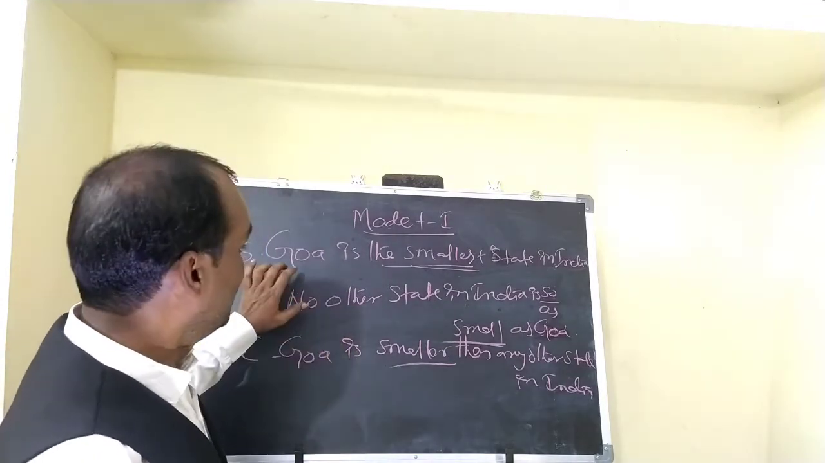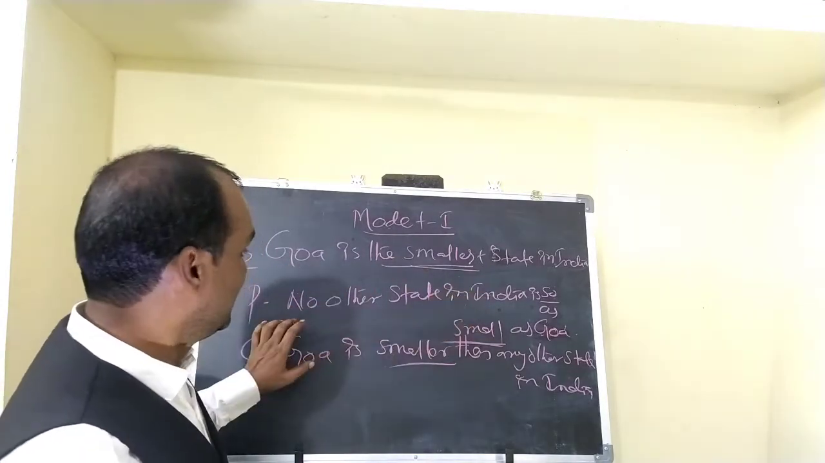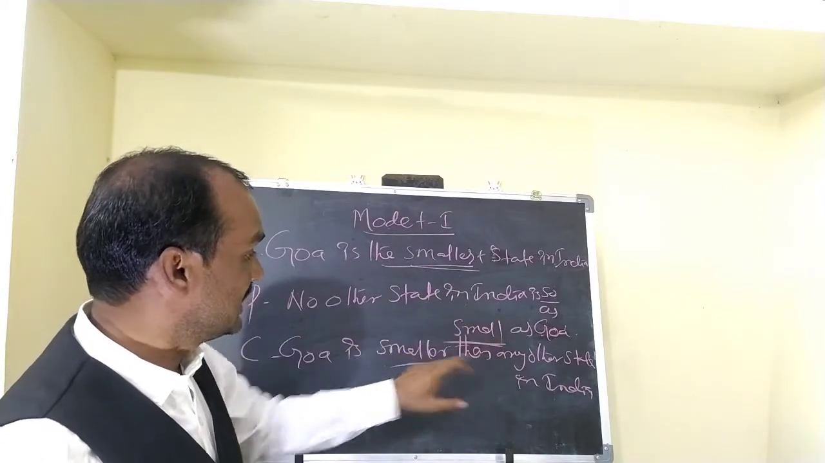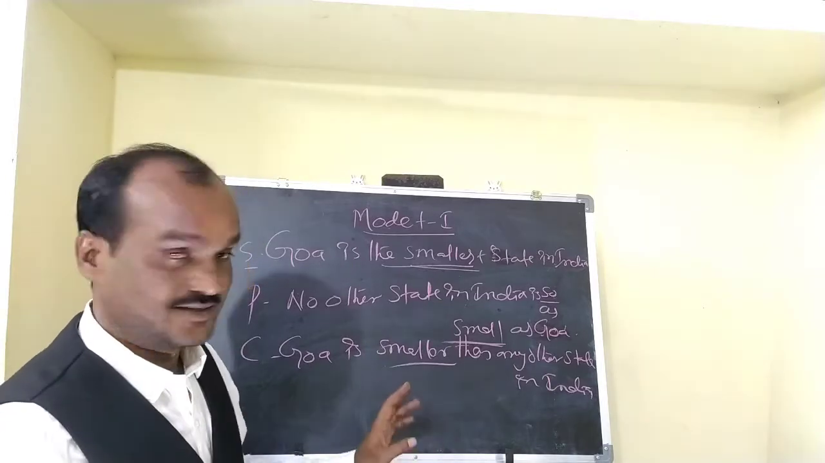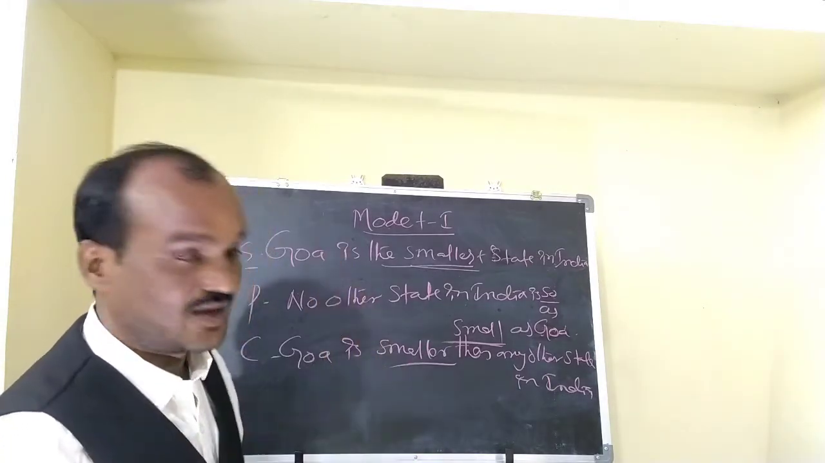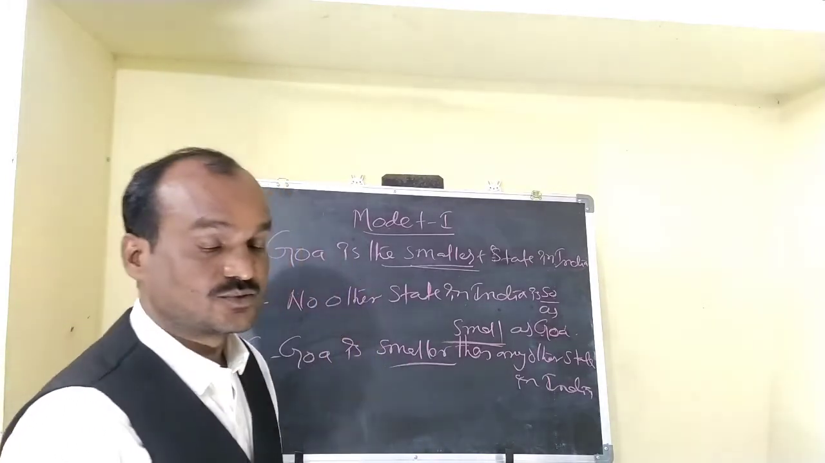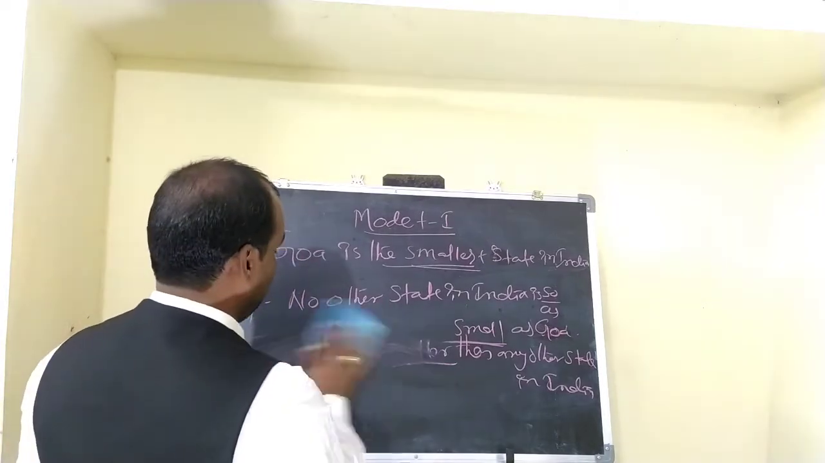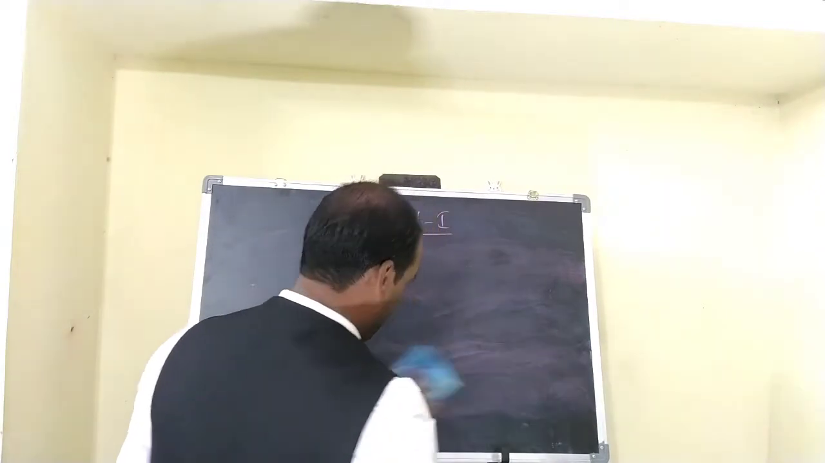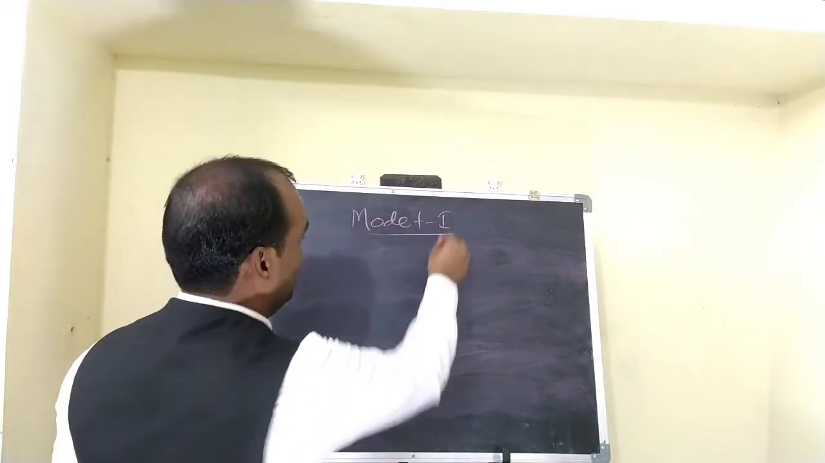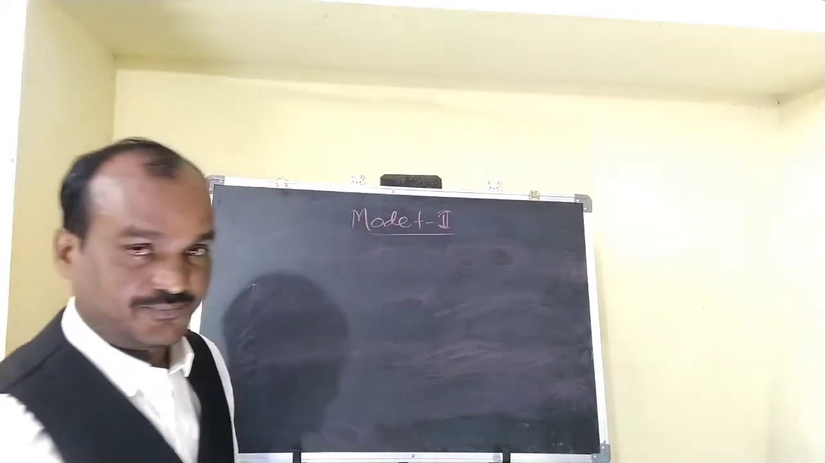Transformation of sentences. Goa is the smallest state in India. No other state in India is so small as Goa. Goa is smaller than any other state in India. So this is model 1. Next comes model 2. I'll take another example. This is model 1 and model 2. So what will be model 2? Okay, you see here.